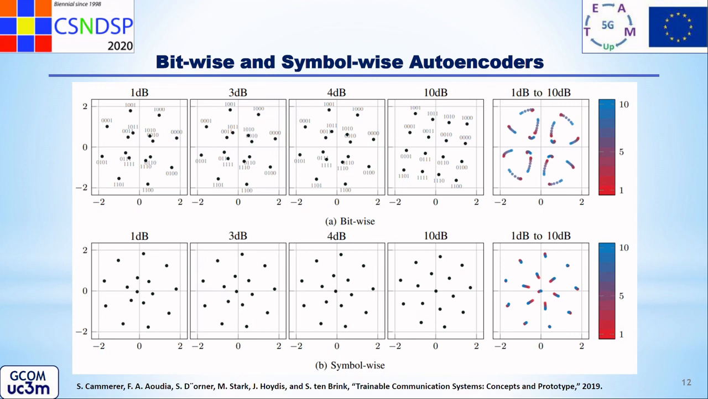And this effect is more noticeable for lower SNRs. When increasing the SNR, the effect of the noise is lower, so the autoencoder resembles a classical regular QAM. For the symbol-wise case, the aim is to maximize the distance between symbols, with the SNR affecting only how the symbols are placed to minimize mean energy usage.